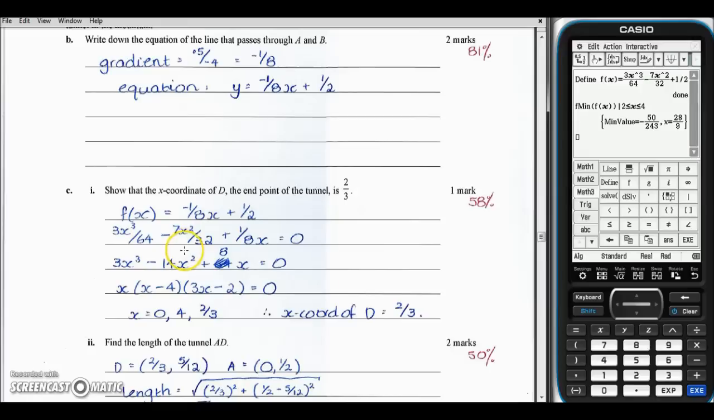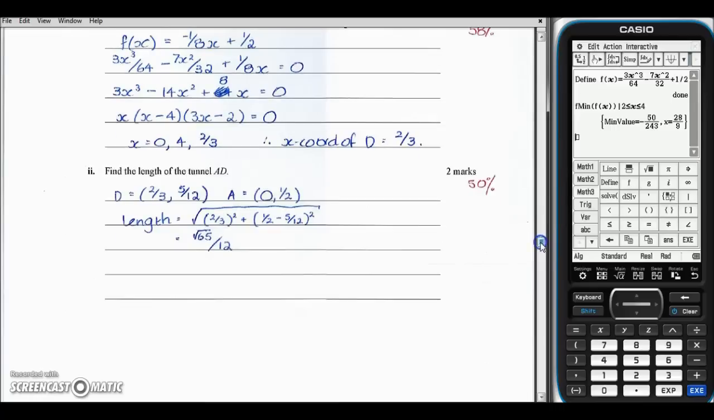If you take everything to the left-hand side, if we multiply through by 8 and then factorize. Now, of course, at any point, your calculator could have done some of that stuff for you. So maybe even once we got to here, we could have factorized it in the calculator or what have you. But the 3 points of intersection is 0, 4, 2 on 3, and of course the one we want is 2 on 3. Okay, so find the length of the tunnel AD.